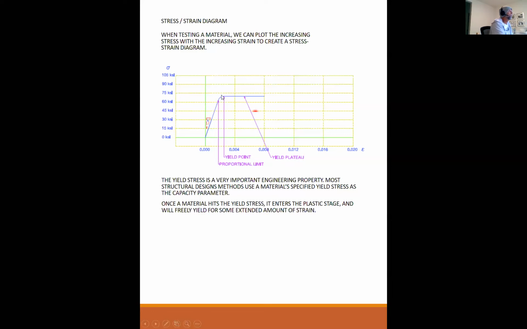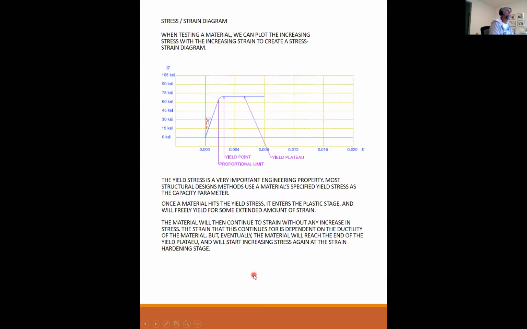And this is very desirable for a lot of things that we build in structures. It is very desirable to have a yield plateau so that if something's really going wrong, it becomes noticeable before it actually collapses, right? This is not collapsing, it's holding the load just fine, but it's deforming, okay? The material will then continue to strain without any increase in stress. The strain that this continues for is dependent on the ductility of the material.